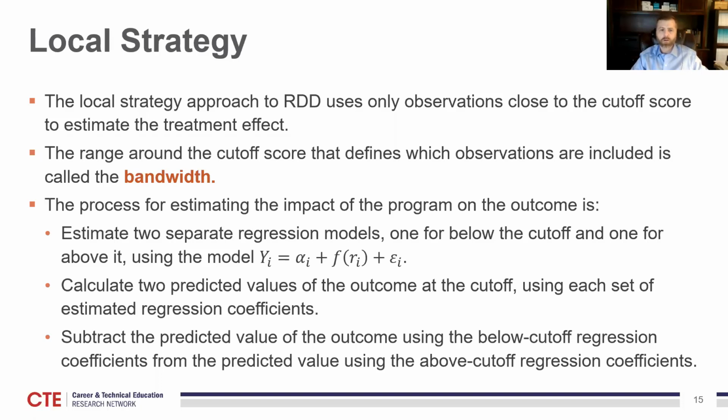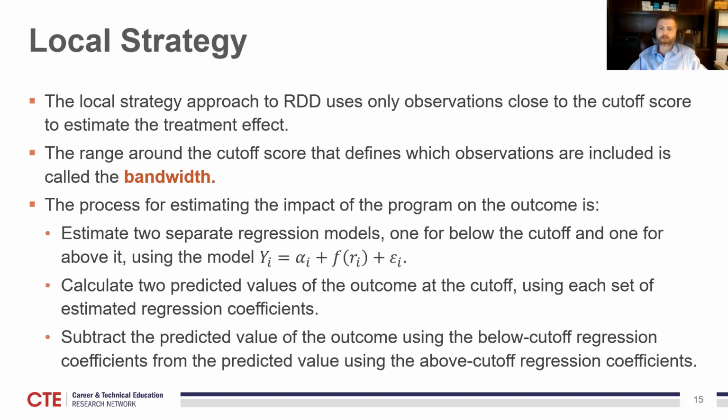And you can use a similar type of regression model as we showed for the global strategy, where the outcome is just a function of a constant and the rating variable and an error term. Like the global strategy, that function f is unknown. You can try different ways of modeling that unknown function. If you just use the term r there, that would be what's called a local linear regression, because you're modeling the outcome as a linear function of the rating variable.